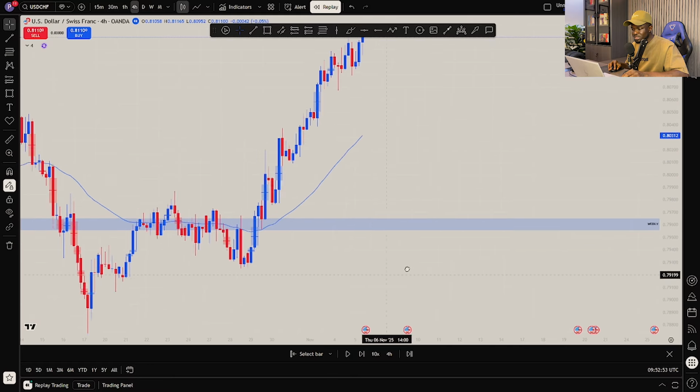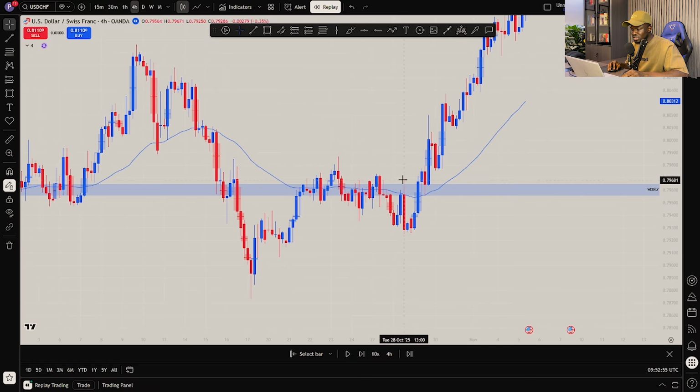This place was serving as resistance once upon a time. Then the price action broke it to the upper side. Then price retested the support. Then price bought at this support to the upper side. The rule is buy at the support level when the price action is trending up, then sell at the resistance level when the price action is trending down.